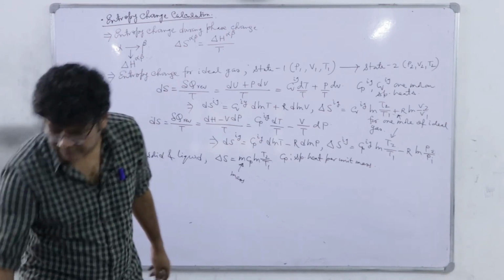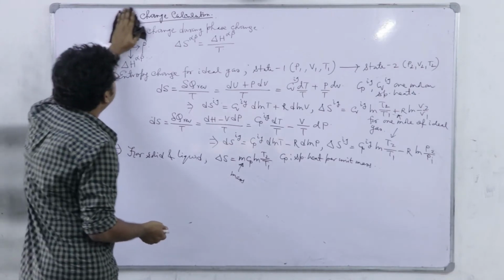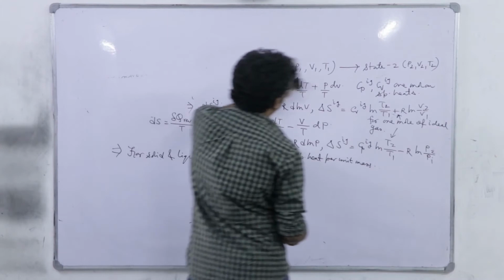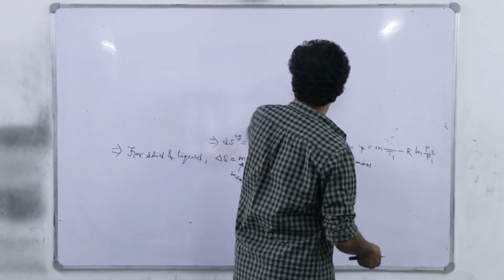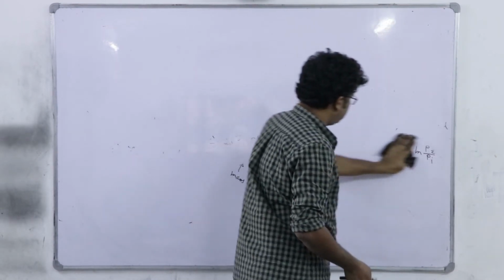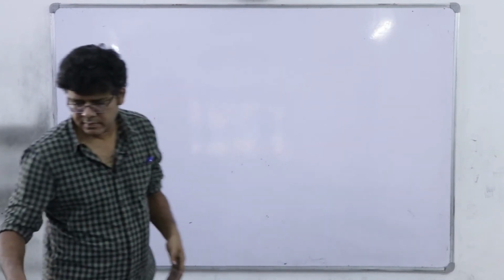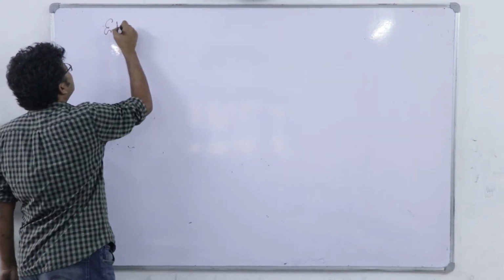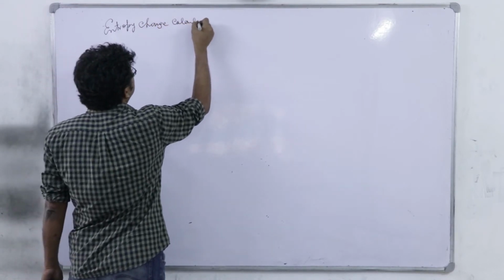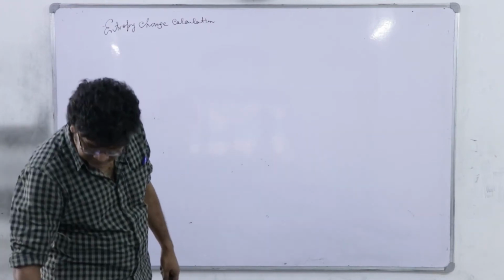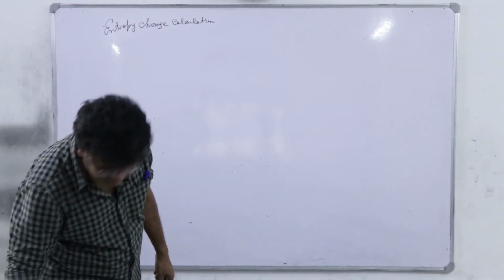So, with that, let us go for certain case studies. Entropy change calculations for certain cases, and the first case is a hot solid is quenched in a bulk of liquid.